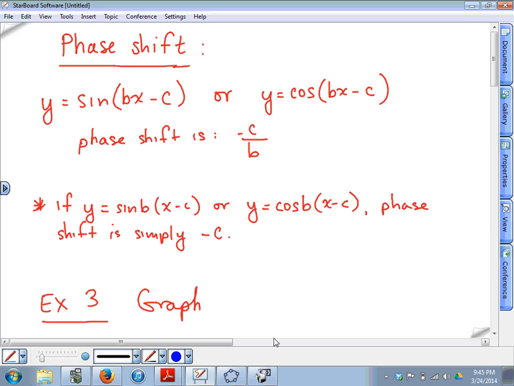The biggest difference, if you haven't noticed it, and this is something that you absolutely have to pay attention to, is where is B? Is B directly in front of X, part of inside the parenthesis, or has B been factored out? It's still in front of X, but it's factored out in front of the parenthesis. That makes a huge difference in the phase shift. The phase shift is the amount that the graph is moving left or right.